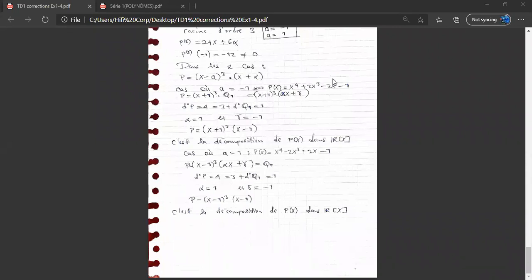Mario, how are we going to decompose this in C? Mario.